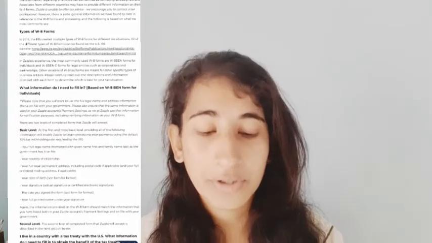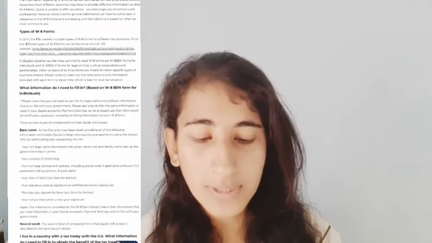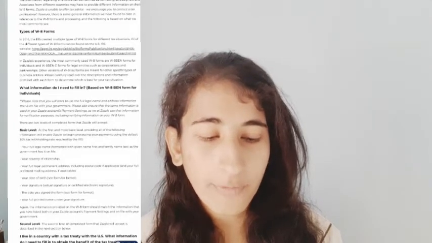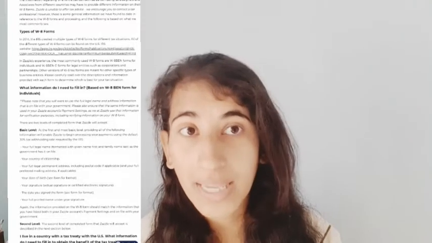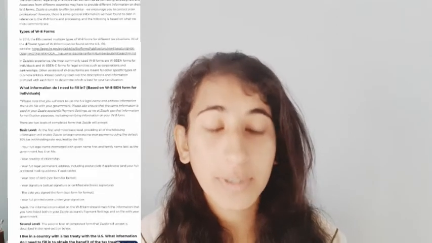They're going to ask for your country of citizenship, your full legal permanent address, including postal code if applicable, your date of birth in the correct format, your signature, your actual signature or certified electronic signature, the date you signed the form, and your full printed name under your signature. So these are the basic levels of the things that you need to fill in on the W-8 BEN form. Again, the information provided in the W-8 form should match the information that you have listed both in your Zazzle account payment settings and on file with your bank.